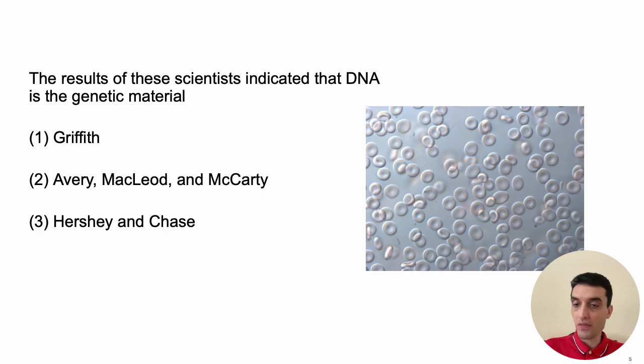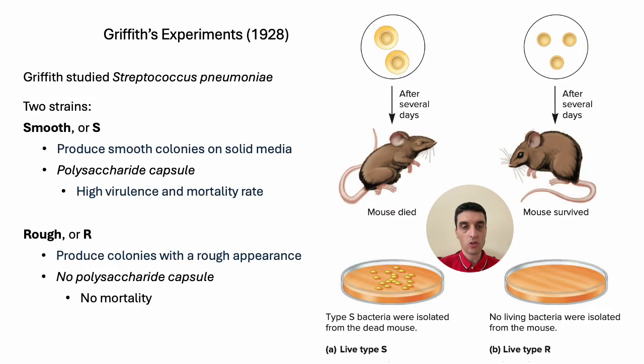So we're going to dive deep into three different experiments that were very important for us to understand how it works. We're going to be talking about the Griffith experiment, the Avery, MacLeod, and McCarthy experiment, and the Hershey and Chase experiment. So the first one is the Griffith experiment.